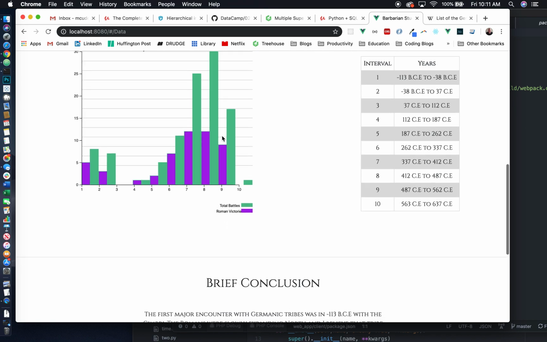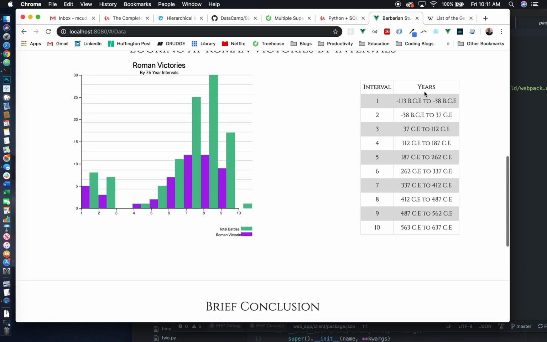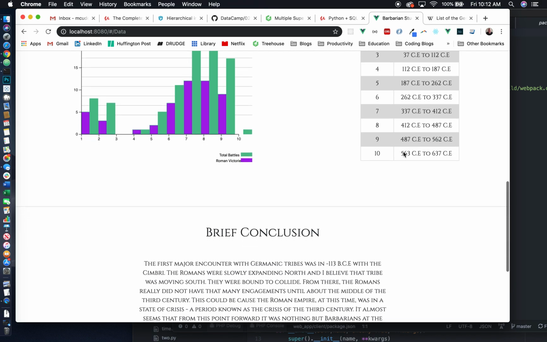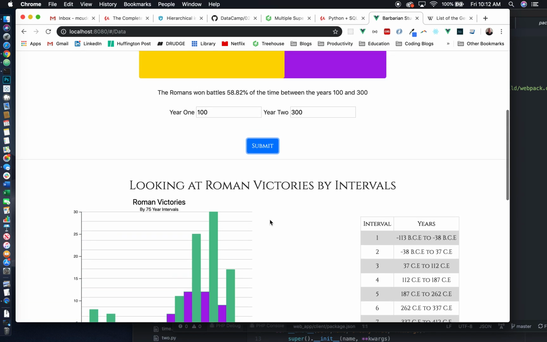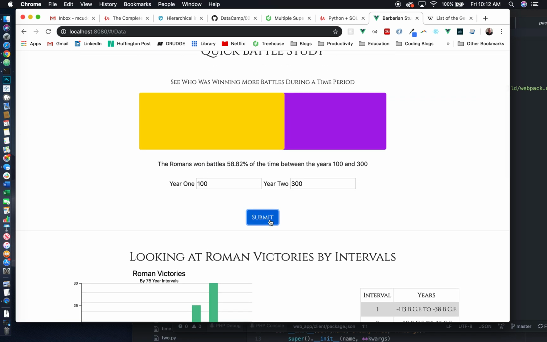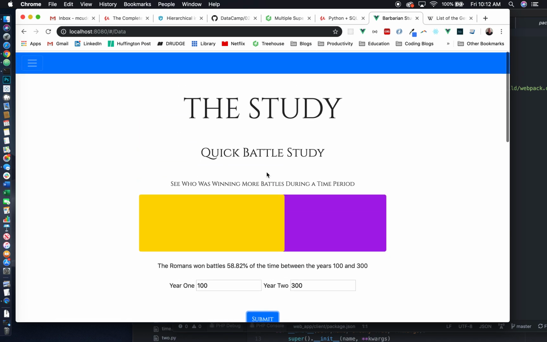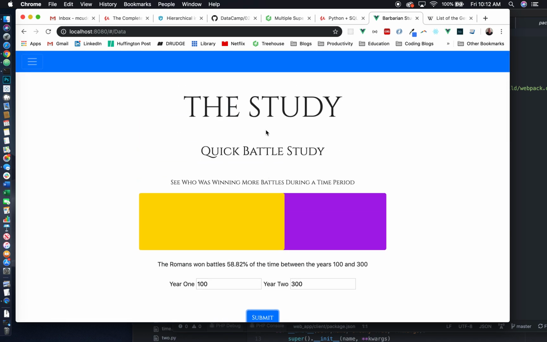Over here I break up the intervals. The first is what years and everything like that. And then down here is a brief conclusion that I just talked about: at almost any given time period, the Romans are winning around 50% of the time. So if you were to make a wager in any given time period, it's a safe bet that the Romans are only winning battles 50% of the time.